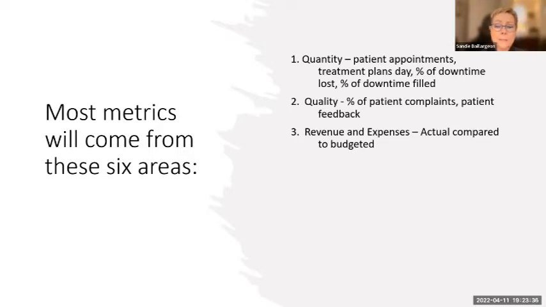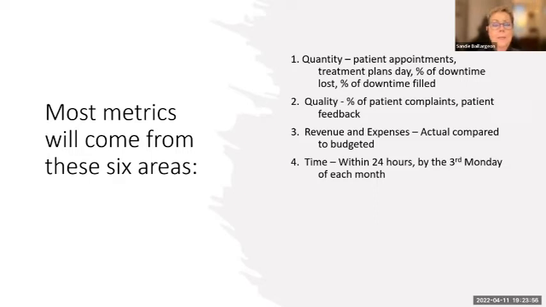The revenue and expenses is the actual revenue compared to what you have budgeted for. Sometimes it can be an adjustment that needs to be made in your budget or your projections. Sometimes an activity needs to be improved upon, or that type of thing.